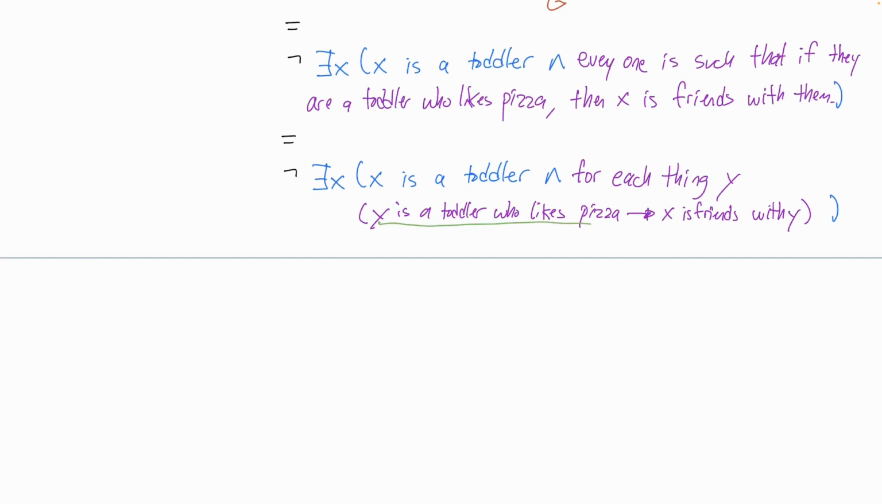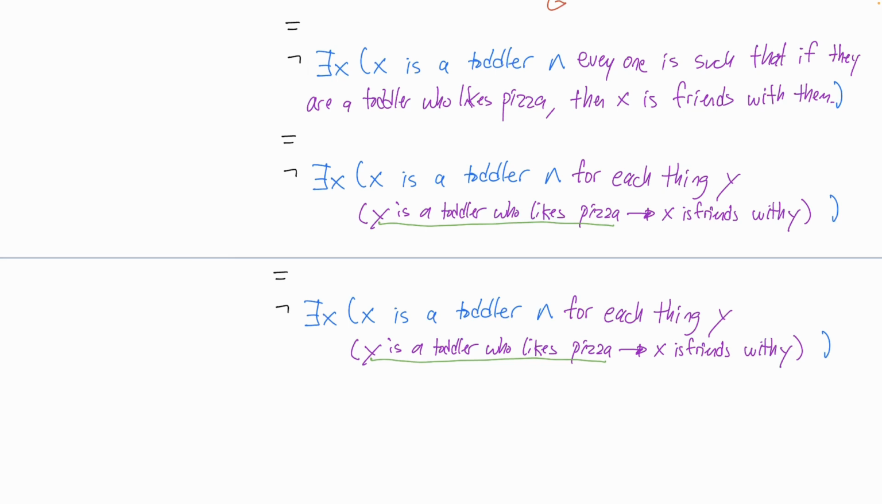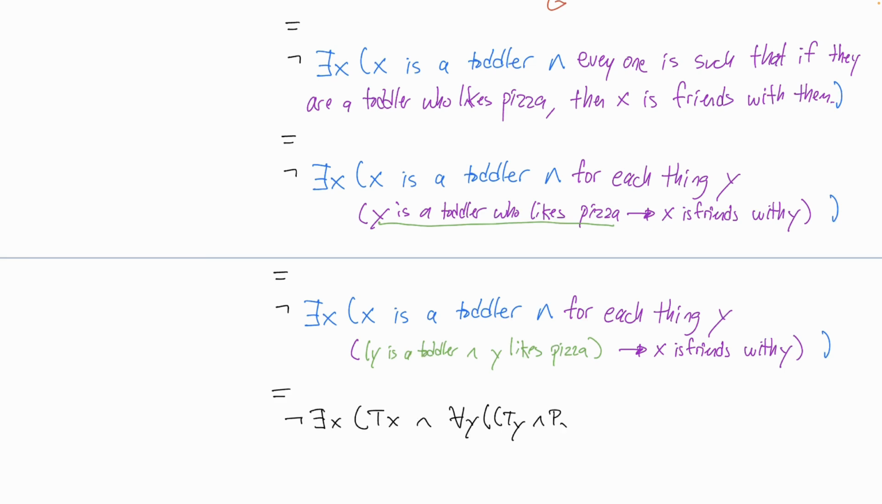And "y is a toddler who likes pizza" just becomes "y is a toddler and y likes pizza." So ultimately, we end up at the paraphrase, "it's not the case that there is some x such that x is a toddler, and for each thing y, if y is a toddler and y likes pizza, then x is friends with y." That gives us the formula, "it's not the case that there is an x such that T x, and for all y, if T y and P y, then F x y."